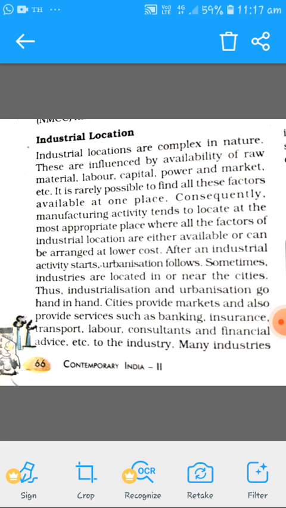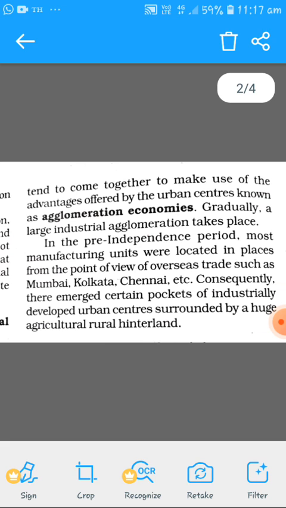You know, you have money but you don't have any idea to invest that money, so you'll take the advice of a financial advisor. Okay, insurance and transportation are also very much available in the cities. Now, today many industries tend to come together to make use of the advantages offered by the urban centers, known as agglomeration economies. Gradually, a large industrial agglomeration takes place.